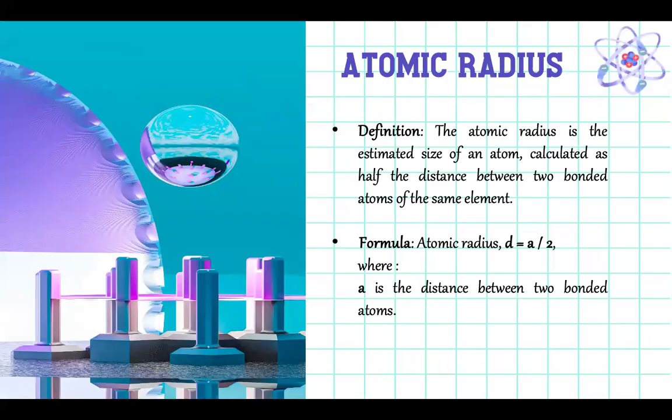Atomic radius. By definition, the atomic radius is the estimated size of an atom, calculated as half the distance between two bonded atoms of the same element. Formula: atomic radius r equals A divided by 2, where A is the distance between two bonded atoms.